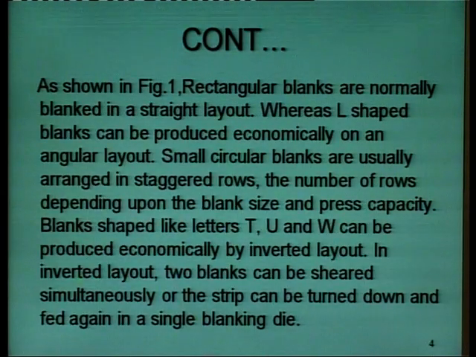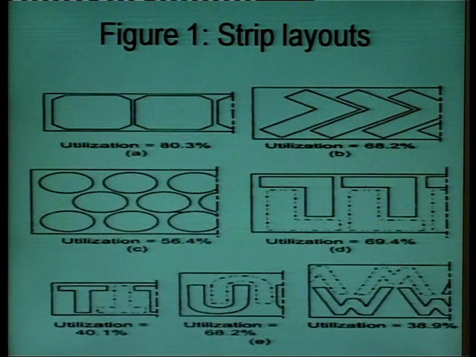Now, the first one is rectangular blanks, which are normally blanked in a straight layout. So, if we are cutting rectangular blanks, they are arranged in a straight layout, whereas L-shaped blanks can be produced economically on an angular layout. So, this diagram shows the first one as the rectangular layout and the second one as the L-shaped blanks, arranged in an angular layout.